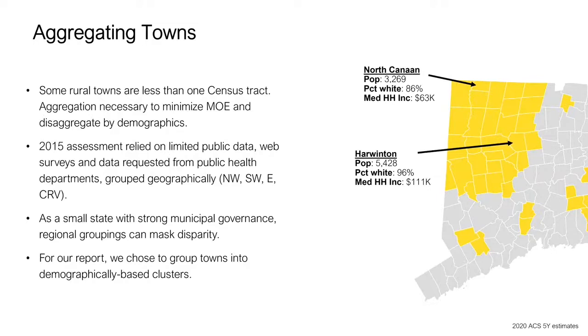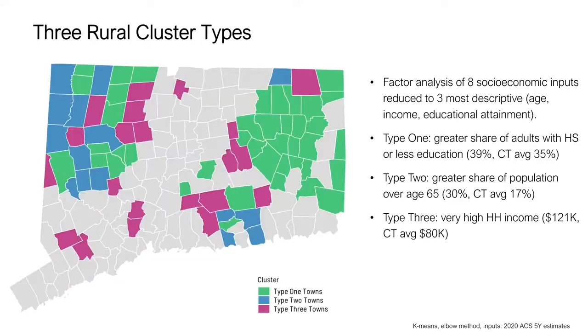The 2015 report used geographical aggregation in order to make some statements about rural towns in Connecticut. We decided this time that we wanted to move away from that because regional groupings can sometimes mask disparities. These are two examples that would be in one region, but that are two different towns. So we used a demographically informed approach and landed on 3 rural cluster types. We workshopped some names, but none of them stuck. So unfortunately, you have to remember these.